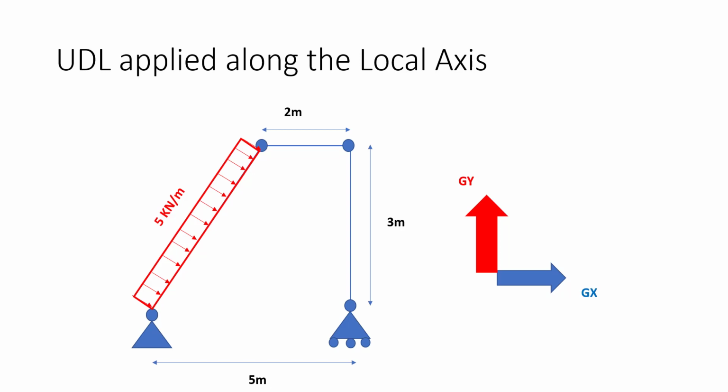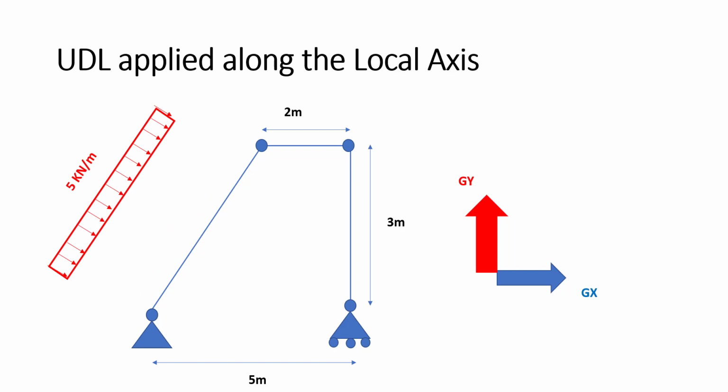Yes, we can definitely break it into components, two equivalent uniformly distributed loads, one along the x direction and one along the y direction, such that the resultant equivalent uniformly distributed load is 5 kilonewtons per meter. We can do that, but that would mean that the user would need to do a lot of manual calculation. However, we can solve this problem like this.